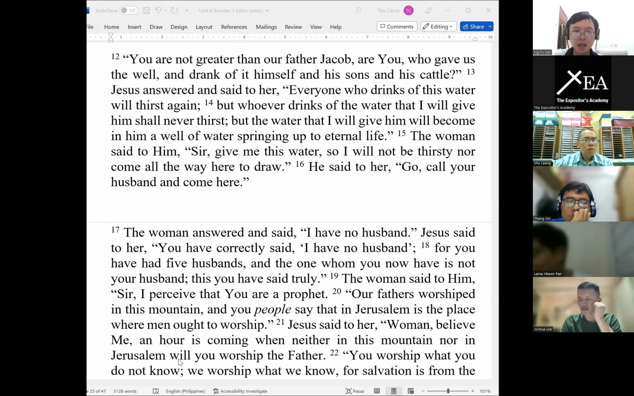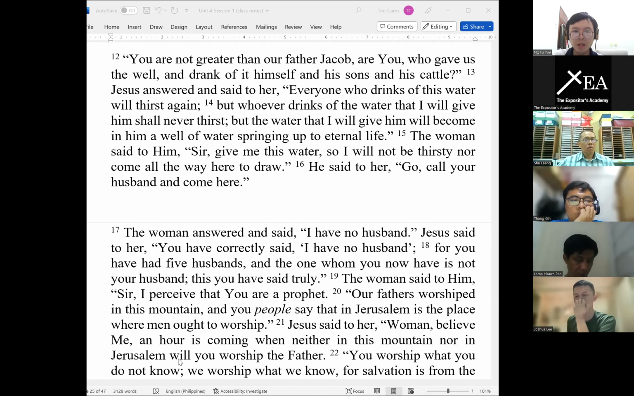Jesus answered and said to her, "Everyone who drinks of this water will thirst again. But whoever drinks of the water that I will give him shall never thirst. But the water that I will give him will become in him a well of water, springing up to eternal life." The woman said to him, "Sir, give me this water, so I will not be thirsty, nor come all the way here to draw."